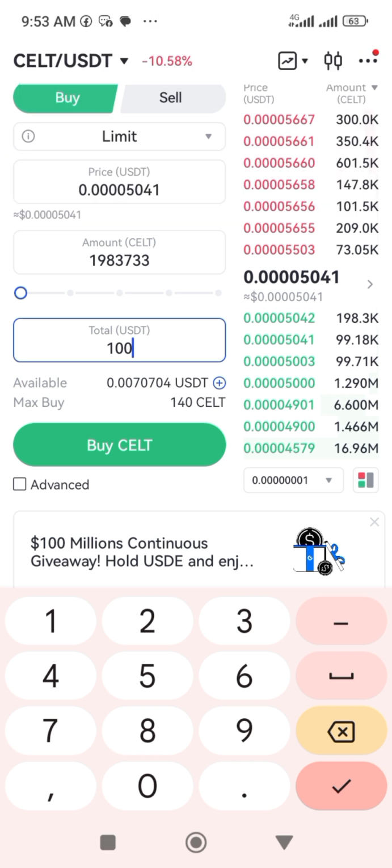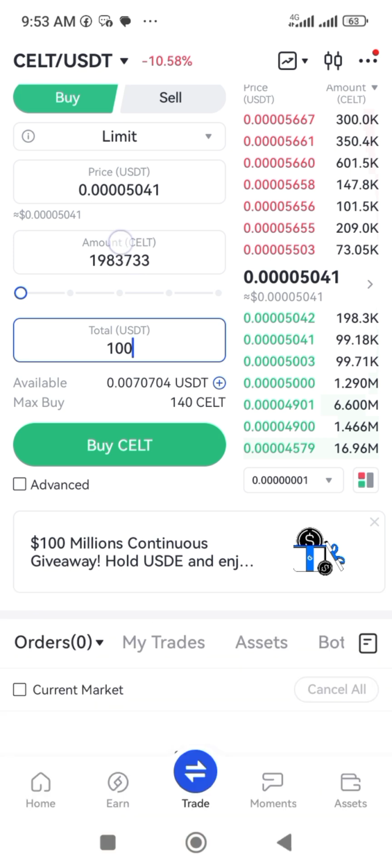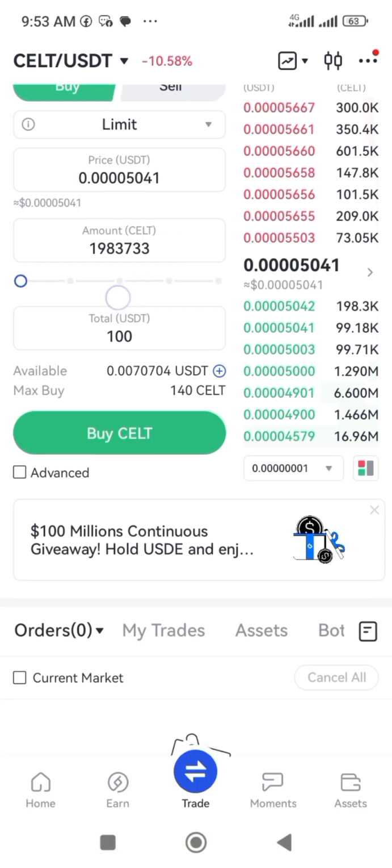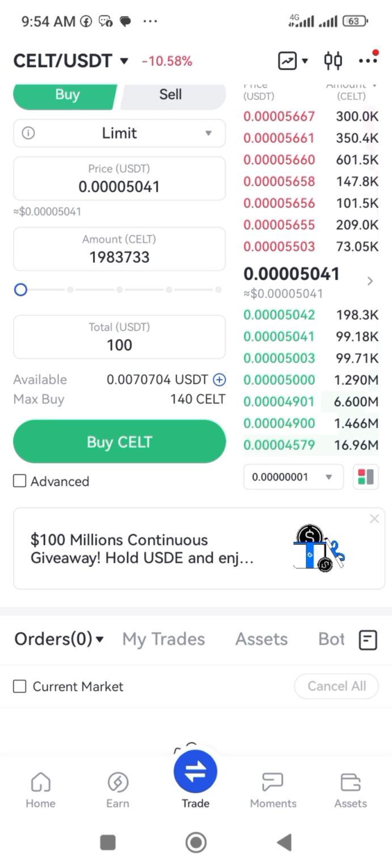If you set the price that you want to buy at, and you set the limit to be 0.0000541, as you have seen below, then you set the amount you want to buy, let's say 100 USDT. When you set 100 USDT, you are going to receive 1983733 worth of CELT coin.